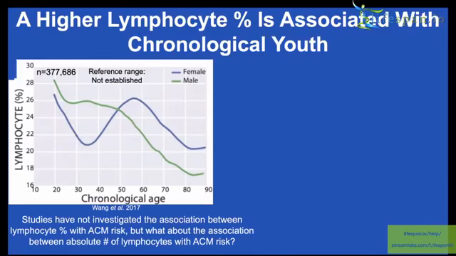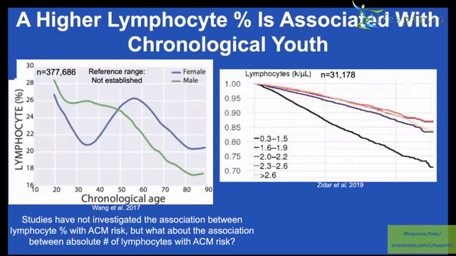Most studies don't actually look at the percentage of lymphocytes. They look at the absolute number of lymphocytes and how they're associated with all-cause mortality risk. So let's have a look at some of that data. Again, big study, 30,000 subjects or so, all-cause mortality risk versus lymphocyte levels, and we see that with the different colors.